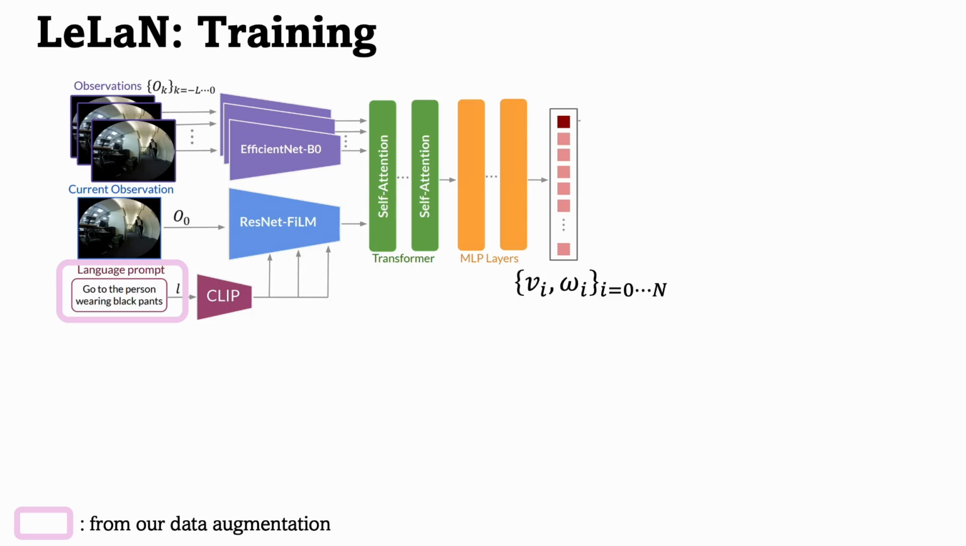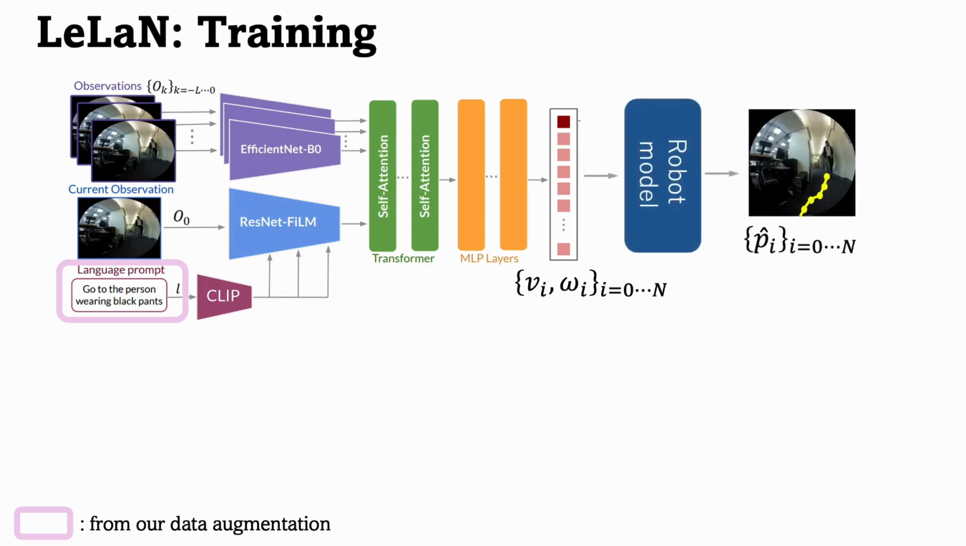During training, we randomly select target objects and corresponding prompts from our augmented dataset. By feeding the image observations and prompt into our policy, we can generate a sequence of velocity commands that navigate the robot to the target object. Then, we estimate the predicted sequence of virtual robot poses via a differentiable kinematics model.